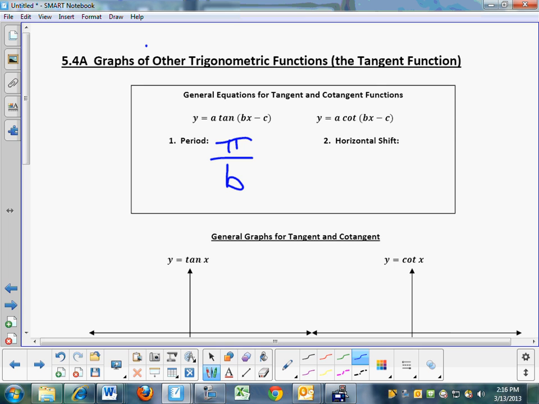Horizontal shift: bx minus c equals 0. Solve, just like normal, and then you would shift everything. And we're not going to do any examples today with shifts either. You might see it on your worksheet or in your study guide, but not a big deal. We'll practice the other stuff today.